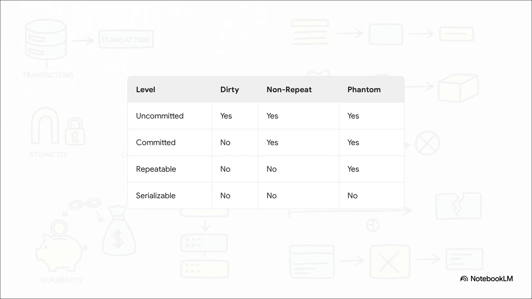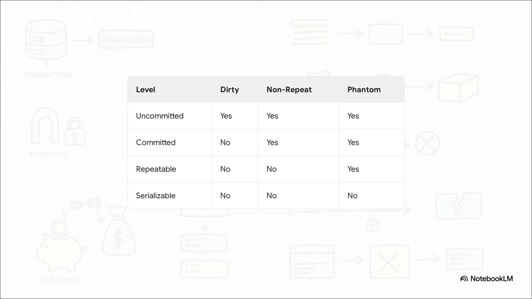Now, here's a pretty wild fact that you're likely relying on every single day without even knowing it. Most databases do not default to total safety. For example, Postgres defaults to read committed. That means non-repeatable and phantom reads are still entirely possible in your app right now. Meanwhile, MySQL's InnoDB engine defaults one level safer to repeatable read.